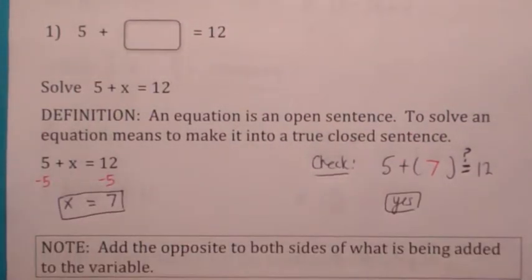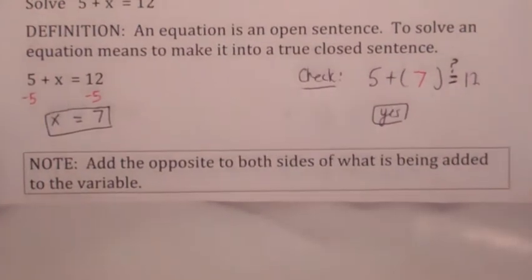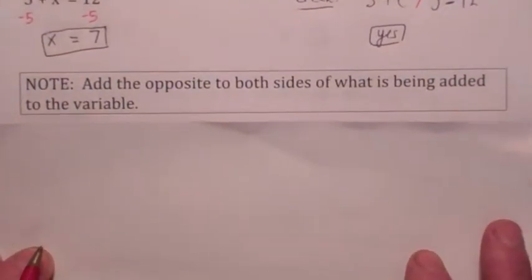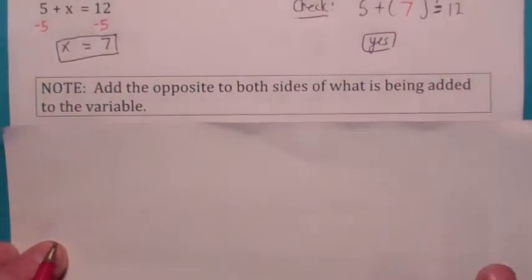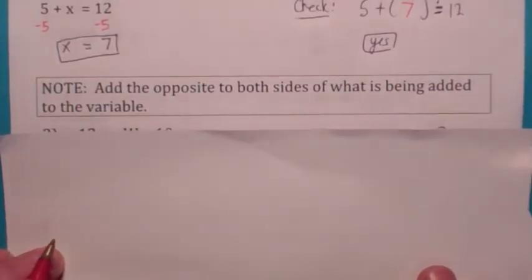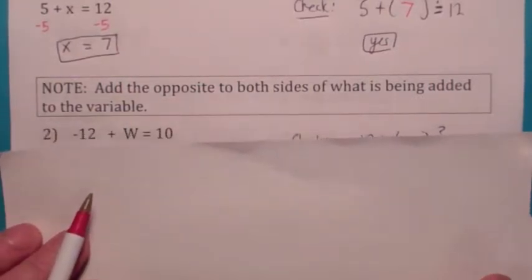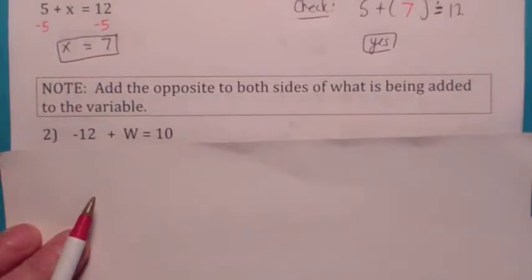Anyway, the rule I just demonstrated is that whenever you have an equation, you'll see why this works in class, by the way, and a number is being added to the variable, like x, you add the opposite of whatever is being added to the variable, and that's how you can solve the equation. It works when a number is being added to the variable.